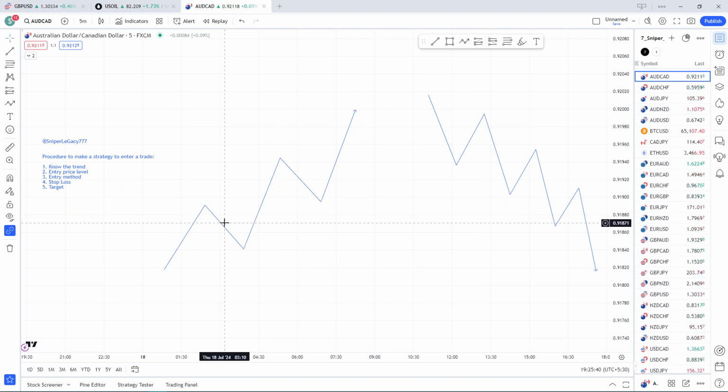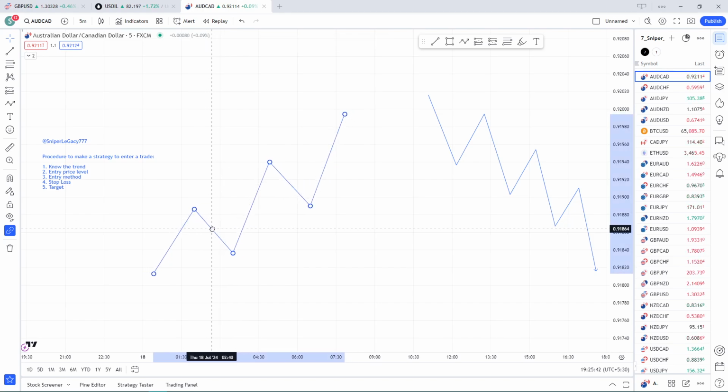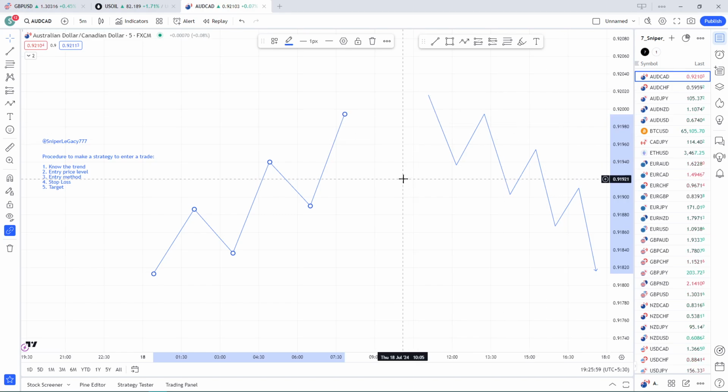So now let us consider that we are in a bull trend, and we need to build a strategy to take successful trades. So we need to consider 5 points. The first point is always know your trend. I have explained the two types of trend, the bullish trend and the bearish trend. By knowing the trend, we know what direction we need to trade in. So that is the first thing.